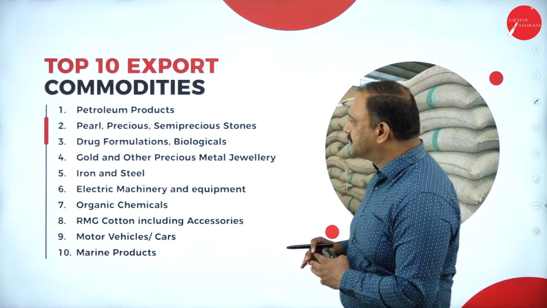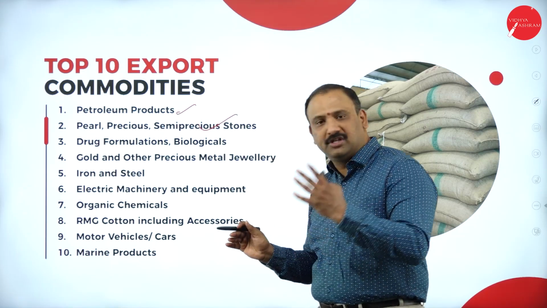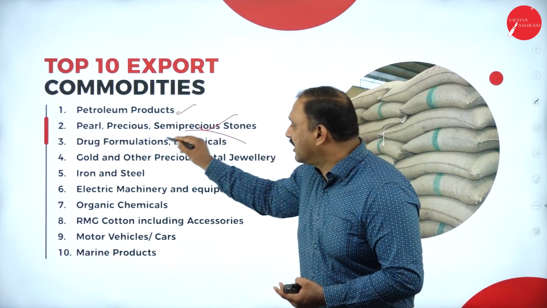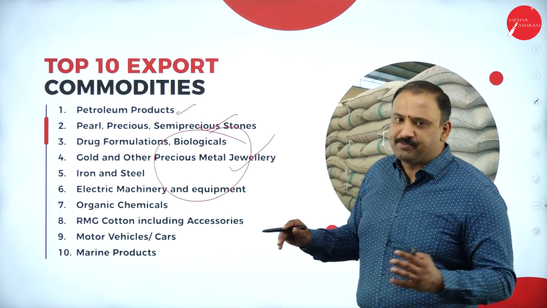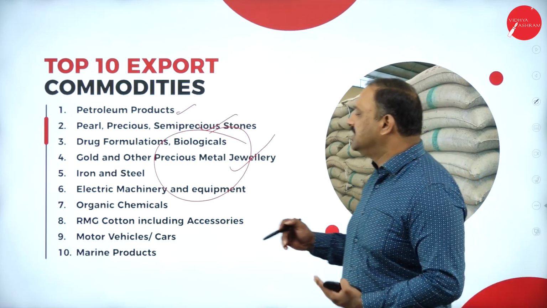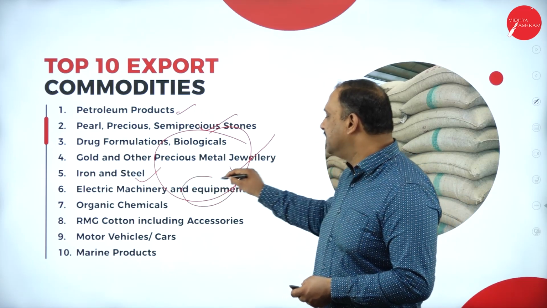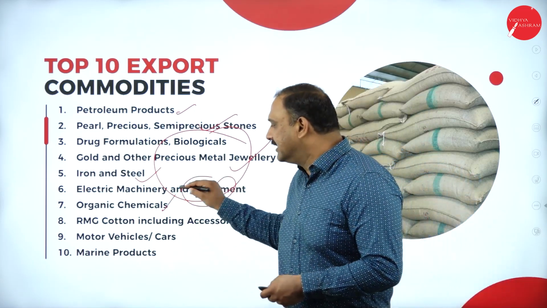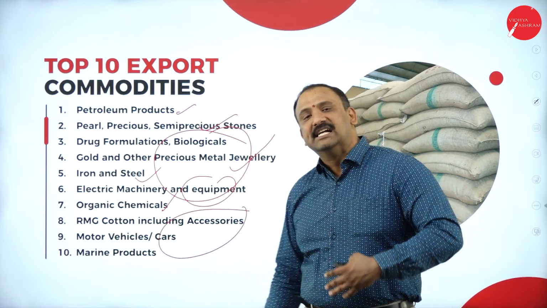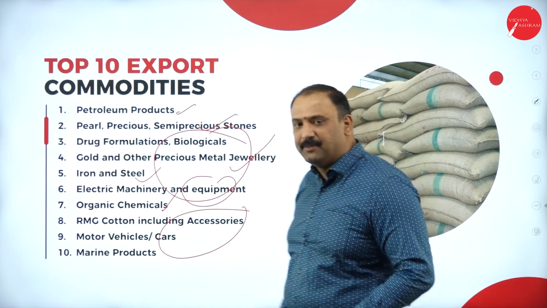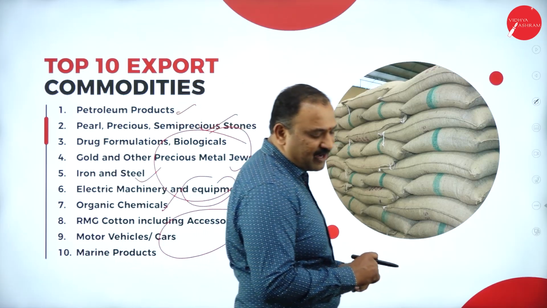Followed by the top 10 export commodities, we are talking about petroleum products, pearls, precious and semi-precious stones, and all those factors that have been coming about. The drug formulations, biologicals that have been coming into the picture. Gold and other precious metal jewelry that we have been talking about. Iron and steel, yes, that's also a very important thing that we are looking into. Electric machinery and equipment. The organic chemicals that we have been talking about. RMG in terms of the cotton, including accessories. The motor vehicles that have been going about. The marine products. All these factors have been a very important factor for all of us.